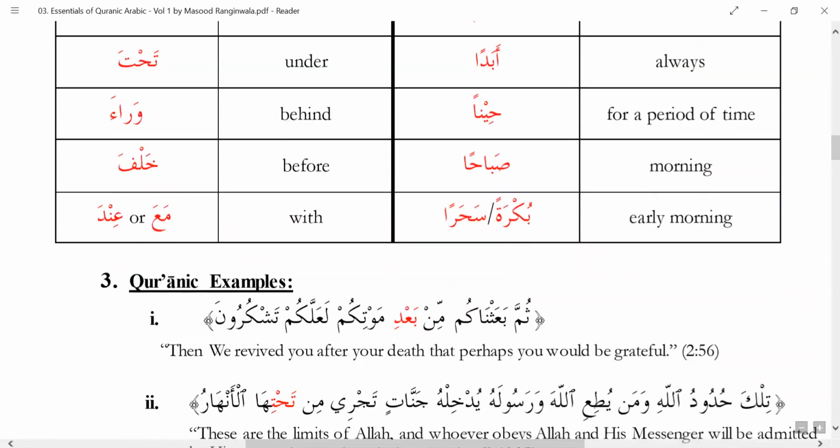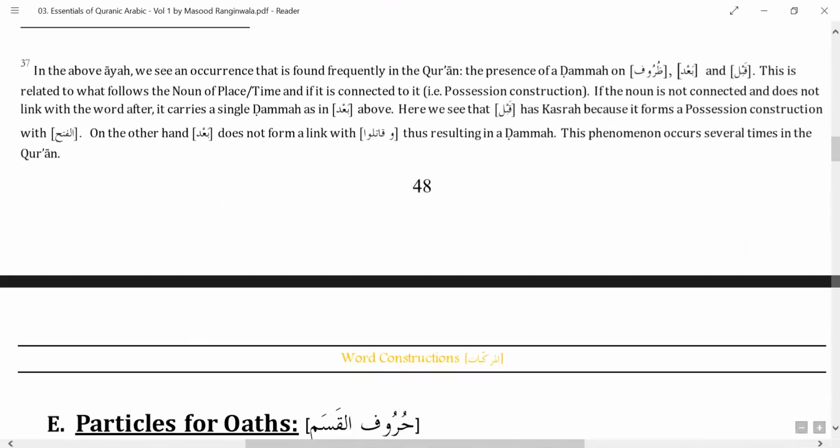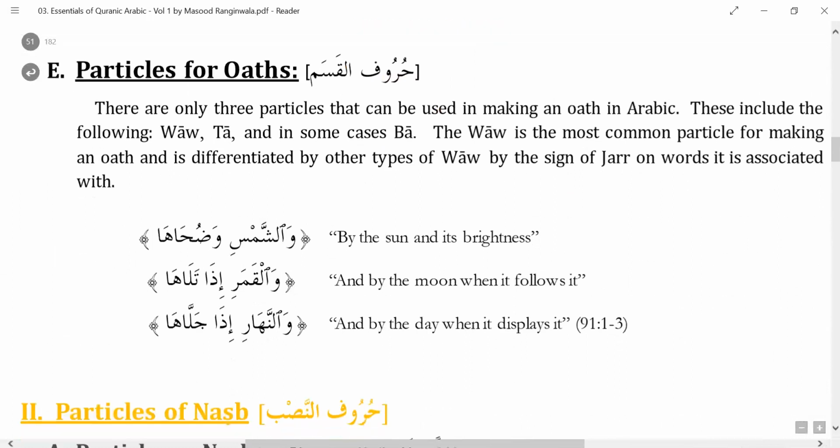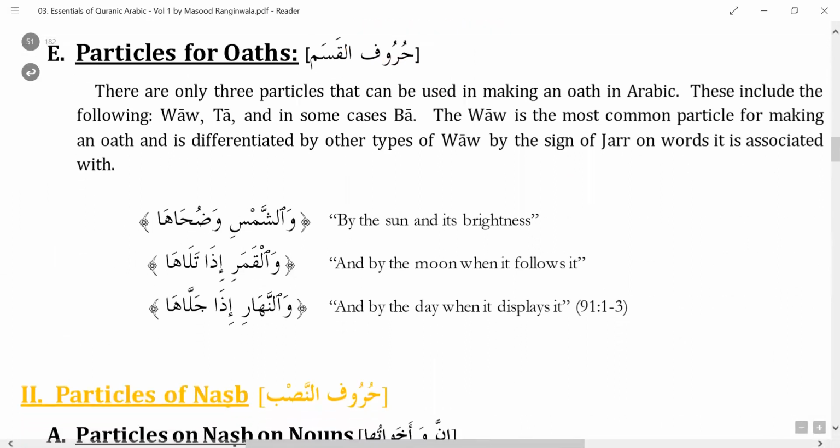The next one which we will be doing, and yeah, one more thing was that particles of oath, which is ba, ta, and wow. Commonly used as wow. This is the one which we did in harf jar list. Those are the particles of oath. Like when we say wow, we have one more wow which is used for and, which is just used for joining. It is also known as huruf atf, as we will see later on. Atfun, ayn, ta, and fa, atfun. That's just a conjunction. The one which is used as an oath, that is the one which is in harf jar.